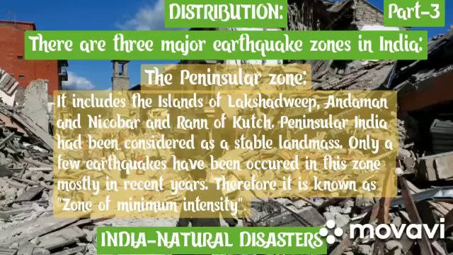The Peninsular zone. This zone includes the islands of Lakshadweep, Andaman and Nicobar Islands, and Rann of Kutch. Peninsular India had been considered as a stable landmass. Only a few earthquakes have occurred in this zone, mostly in recent years. Therefore, it's known as the zone of minimum intensity.